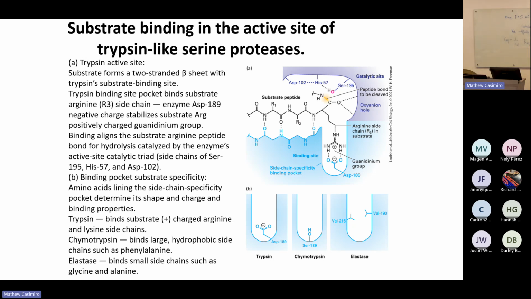So this is aspartate number 102. This is histidine number 57. So the idea here is that these amino acids in the primary chain are really far apart, but when the protein folds, it brings them into close proximity to each other. The main attacker within this reaction is the serine 195.